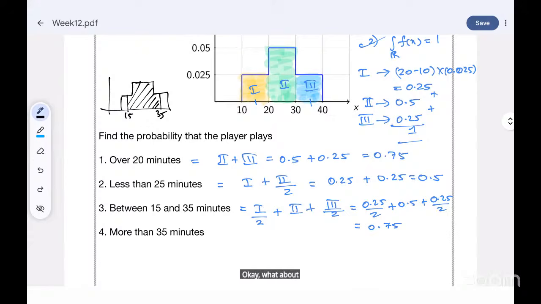What about more than 35? It should be half of which? Half of the 30 to 40 from the third part. So what is half of 0.25? Okay. Fine. This question is fine, right?